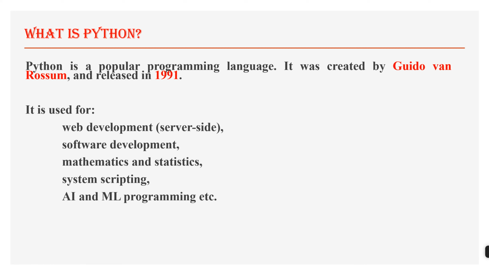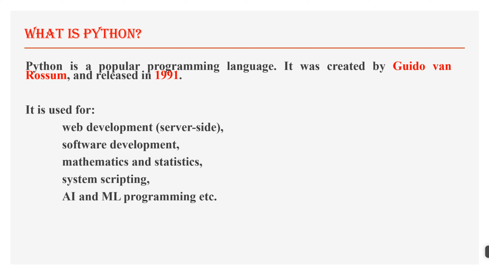Because it is used for web development as a server side language. Similar to Python, we have PHP as a server side language and many other server sided scripting languages. So, Python is one of the most popular server side languages. It could be used for software development also.